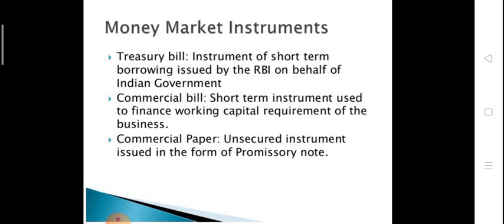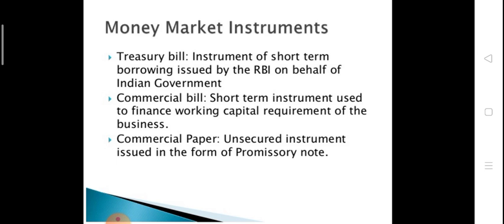Now, treasury bills means it is an instrument of short term borrowing which is issued by the RBI on behalf of the Indian government. Okay, so treasury bills are basically issued by RBI on behalf of the Indian government. In the treasury bills, we also get some discount, and that discount we get as a profit.